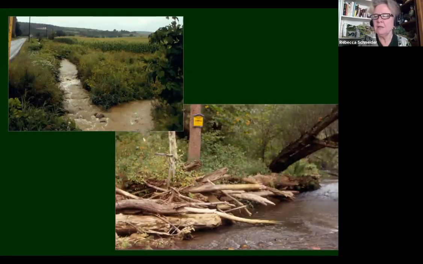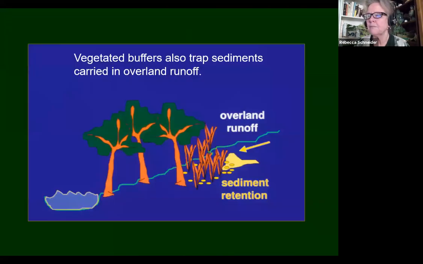It can be sediment, but it can also be big coarse material like these logs and branches and all that would clog up a bridge and cause rivers to flood over a road. When there's vegetation next to a stream, they also intercept things that are running off the landscape, and they're very important for capturing sediment coming off of, say, farm fields and trapping it before it ends up in the stream.